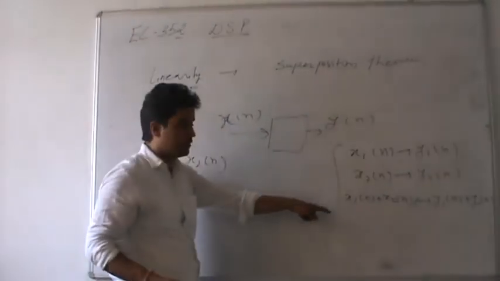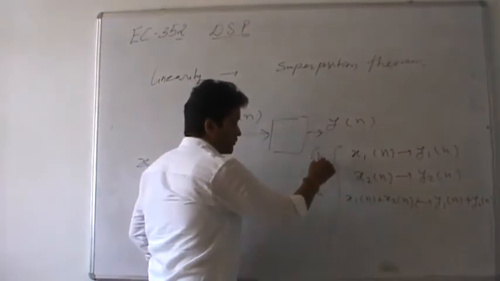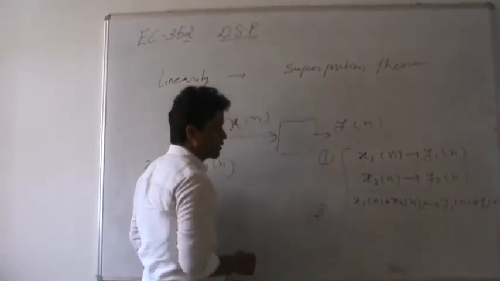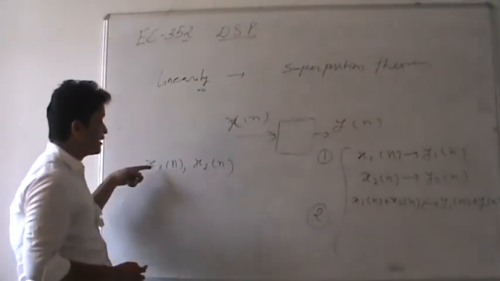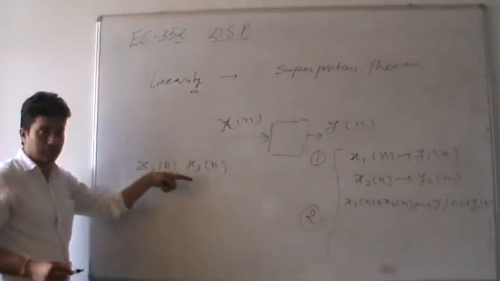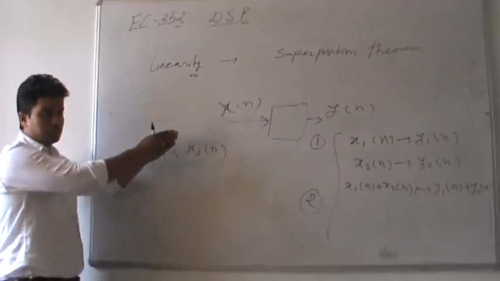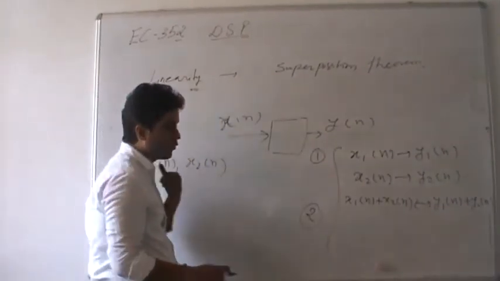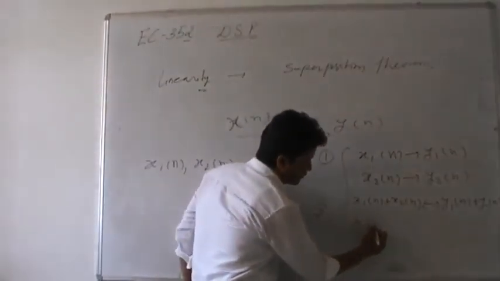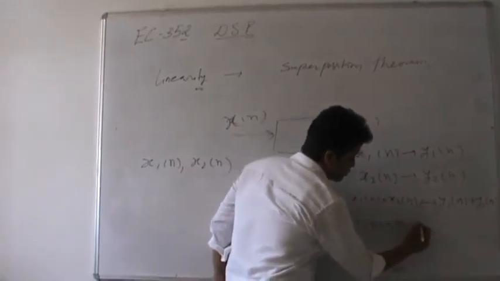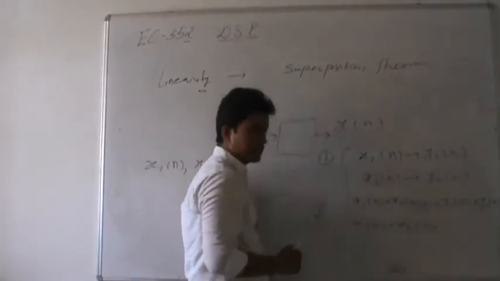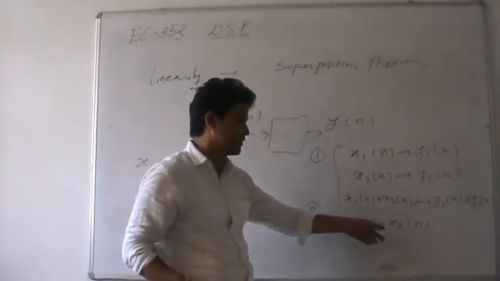Simple addition. This is case 1. In case 2, instead of applying separate signals, I would add these two signals and simultaneously apply them to the system. So what I would apply now is x1[n] plus x2[n], instead of x1 and x2 separately. So I am applying x1[n] plus x2[n].